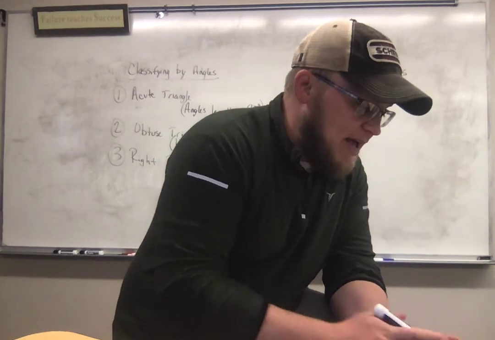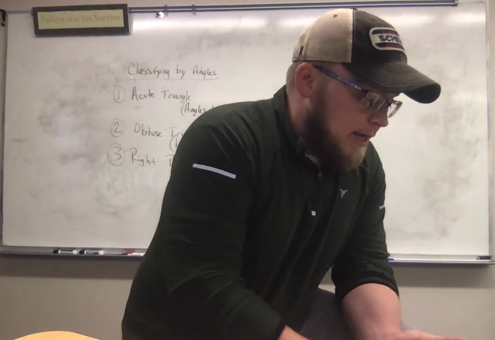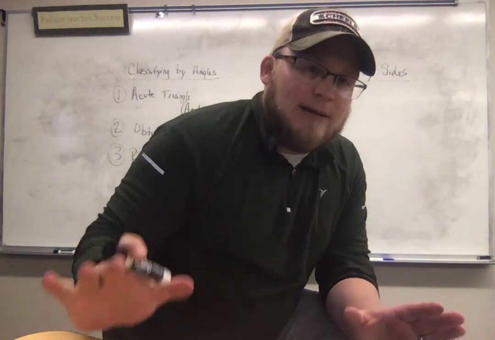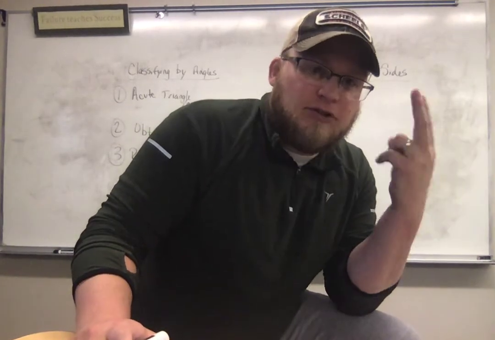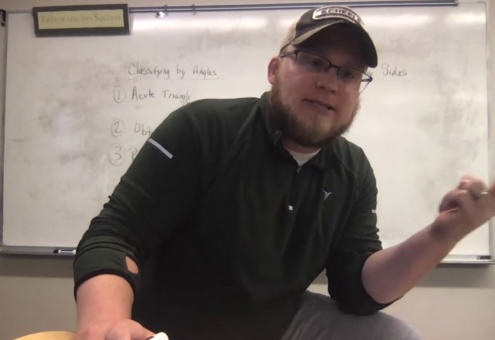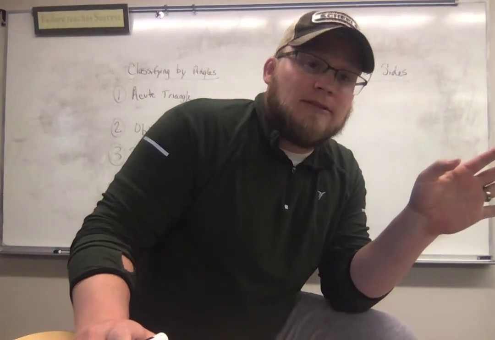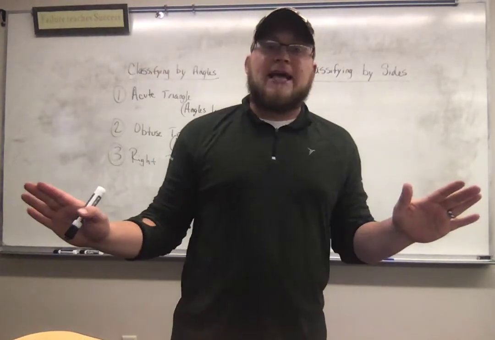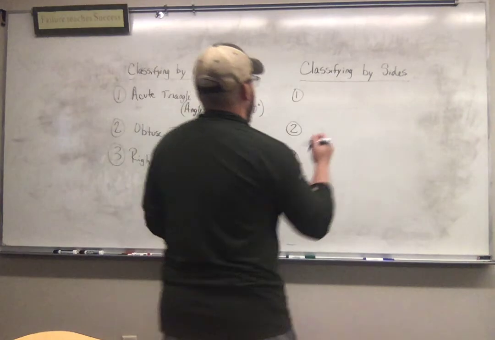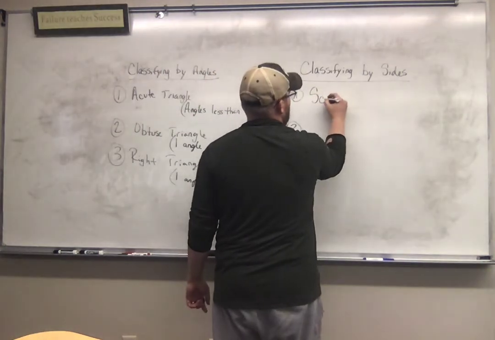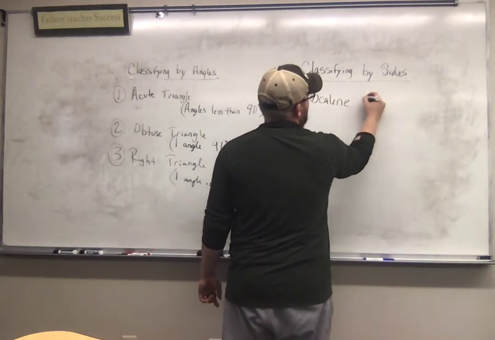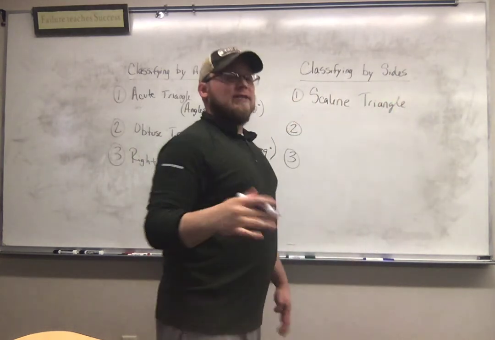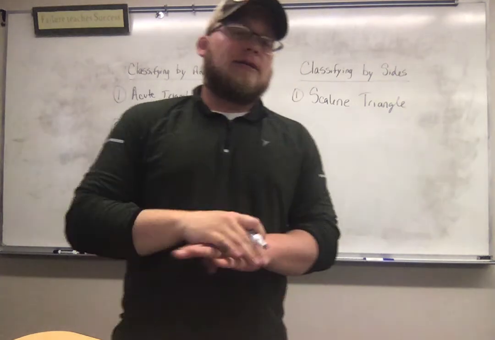Okay, so when you classify it by sides, either you can have all the sides in the triangle be the exact same length. You can have two sides of the triangle be the same length, or you can have no sides of the triangle be the same length, okay? So let's start with the first one. No sides are the same, okay? That's a scalene triangle, okay? Scalene triangle. And again, what does that mean? That means no sides are the same.